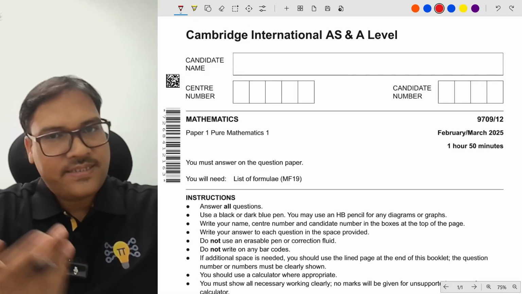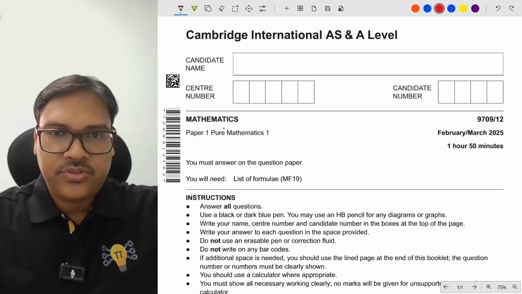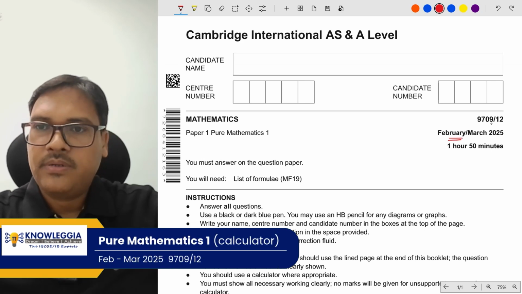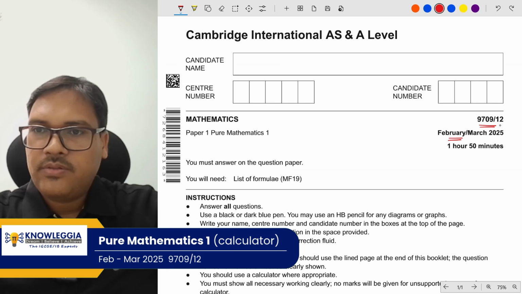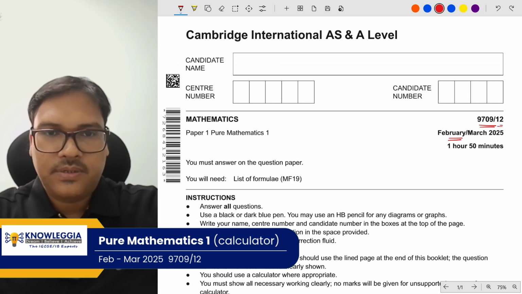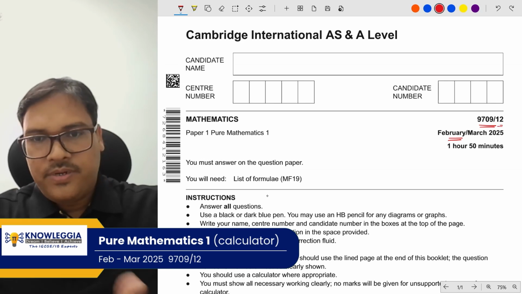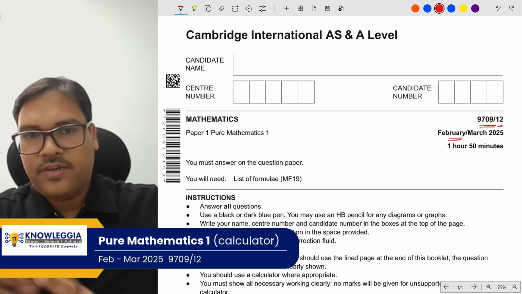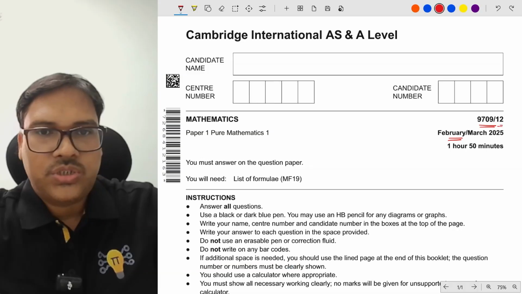So in this video, we are discussing the paper solutions of Pure Maths 1, that is Feb-March paper 9709. This is the calculator paper. I have the answer key, so we'll be using this answer key. We'll match the answers quickly. Go to the solutions.